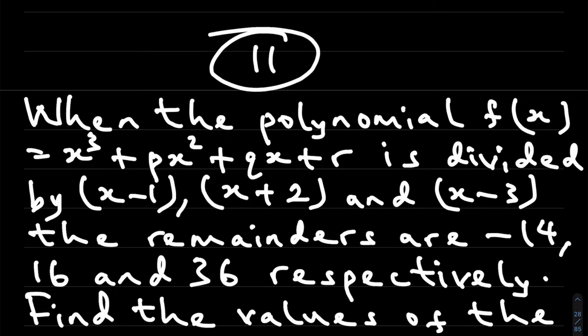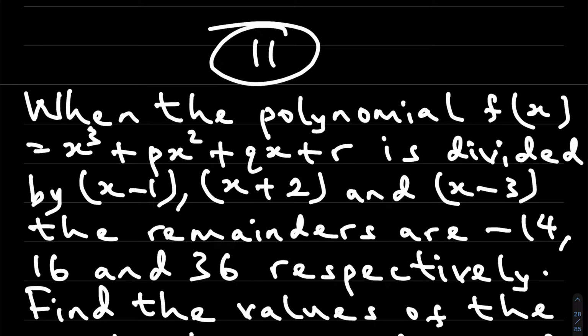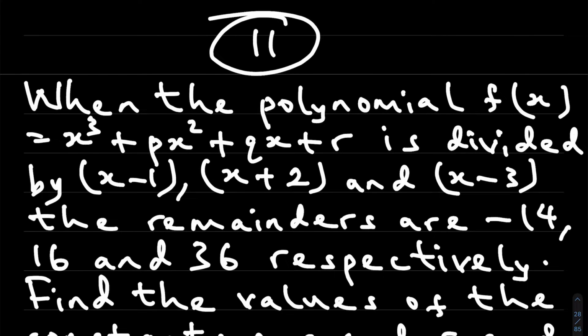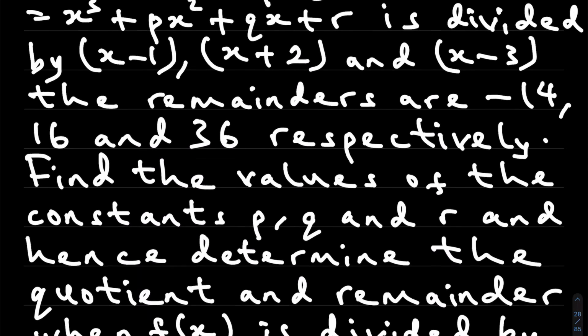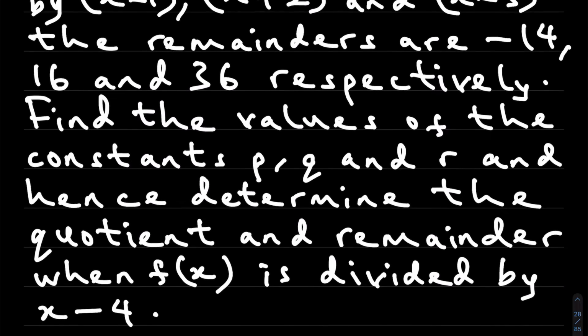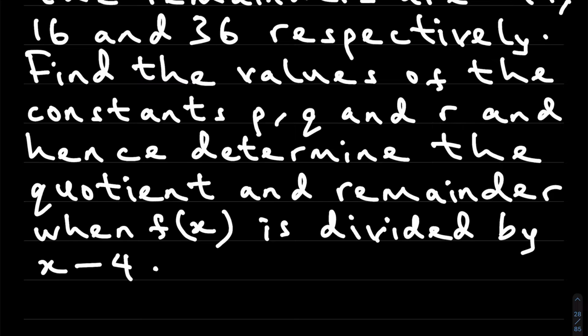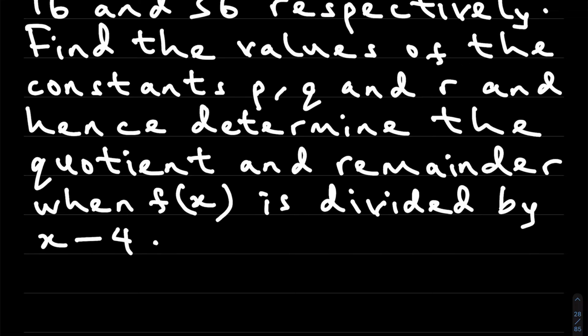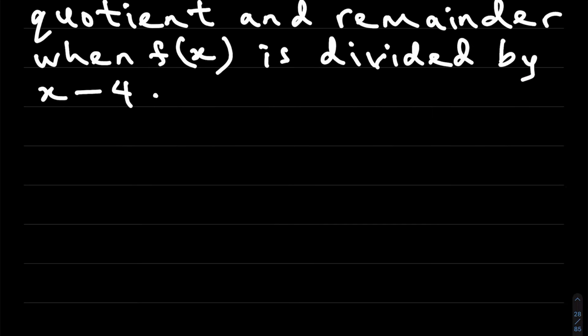This is number 11. When the polynomial f of x equals x cubed plus px squared plus qx plus r is divided by x minus 1, x plus 2, and x minus 3, the remainders are minus 14, 16, and 36 respectively. Find the values of the constants p, q, and r, and hence determine the quotient and remainder when f of x is divided by x minus 4. Okay, how do we solve that?